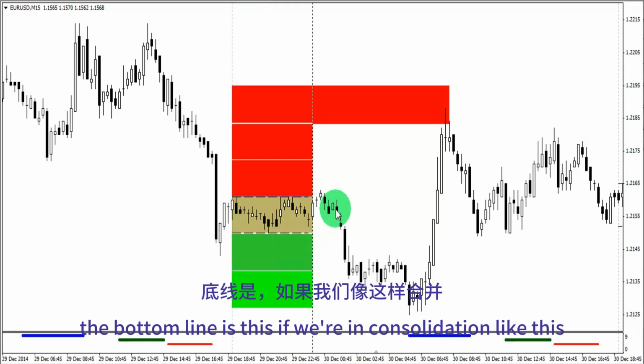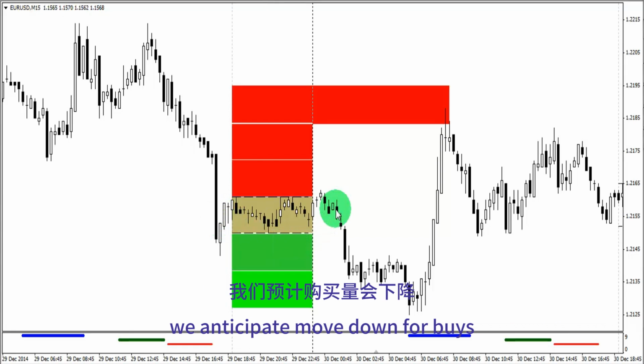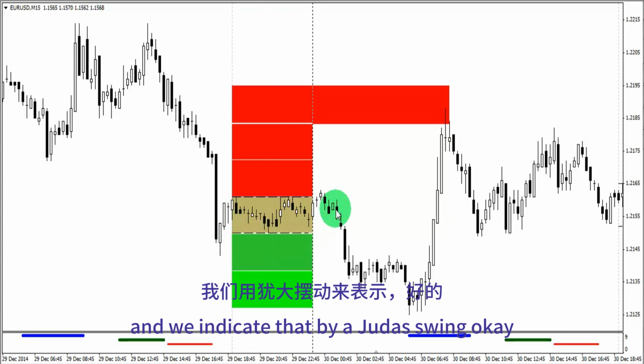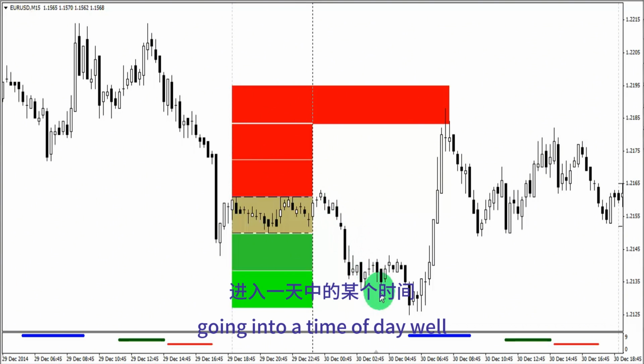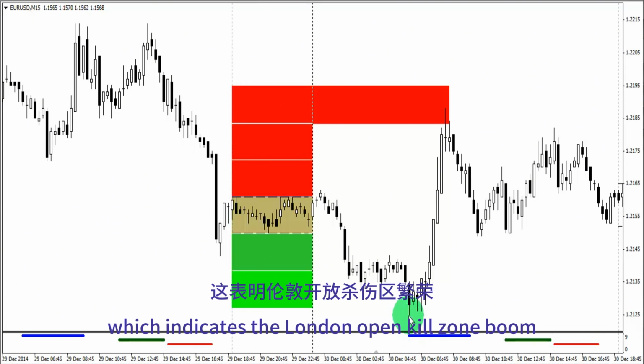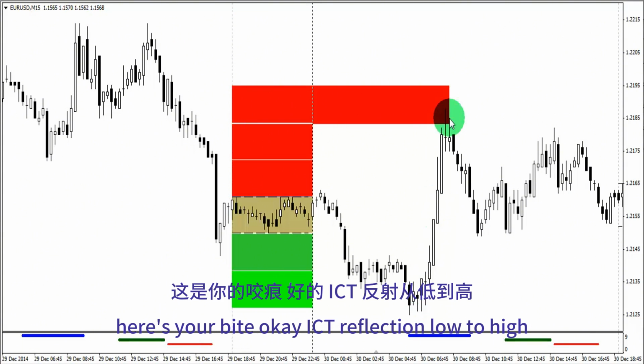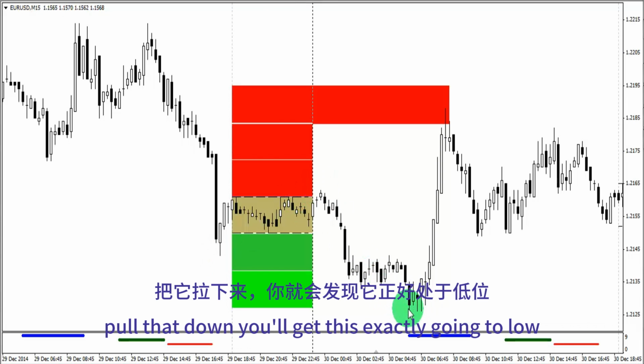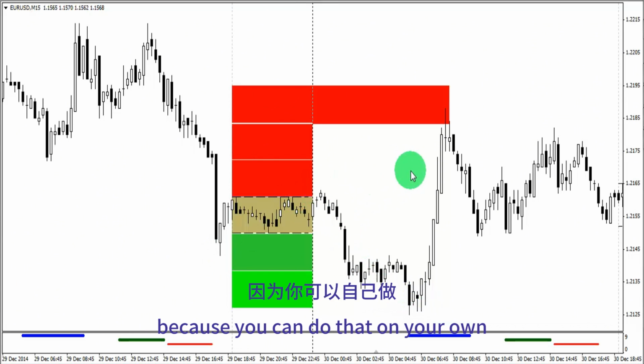If we're in consolidation like this, we anticipate a move down for buys, and we indicate that by a Judas swing going into a time of day. Well, the low of the day is formed right at the beginning of our blue line, which indicates the London Open Kill Zone. Boom, there's your buy. ICT reflection, low to high, pull that down, you'll get this exactly on the low. I'm not going to do it to clear out the chart, but you can do that on your own.